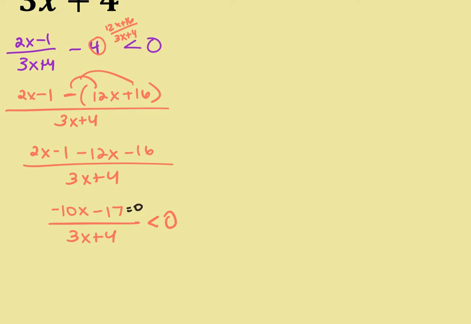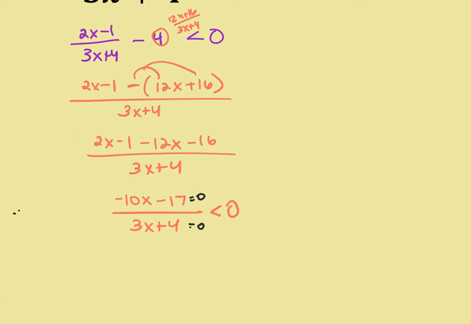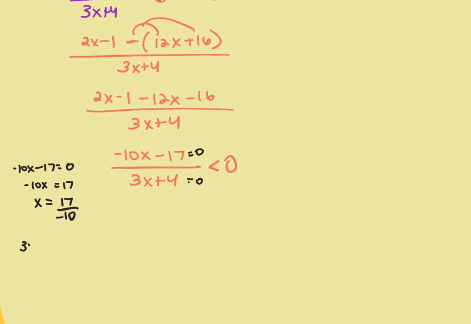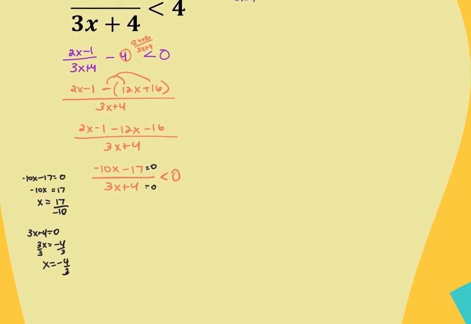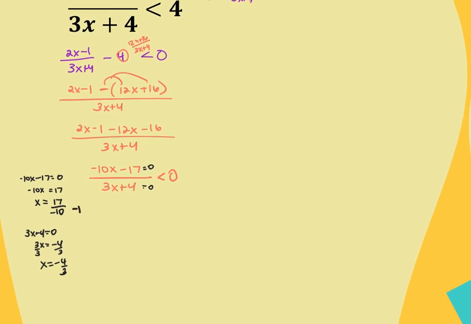Then I split and solve. So -10x minus 17 equals 0. -10x would equal 17. And x would equal 17 over -10. And then 3x plus 4 equals 0. 3x equals -4. And x equals -4/3. So I have this would be -1 and 7/10 and -1 and 1/3.